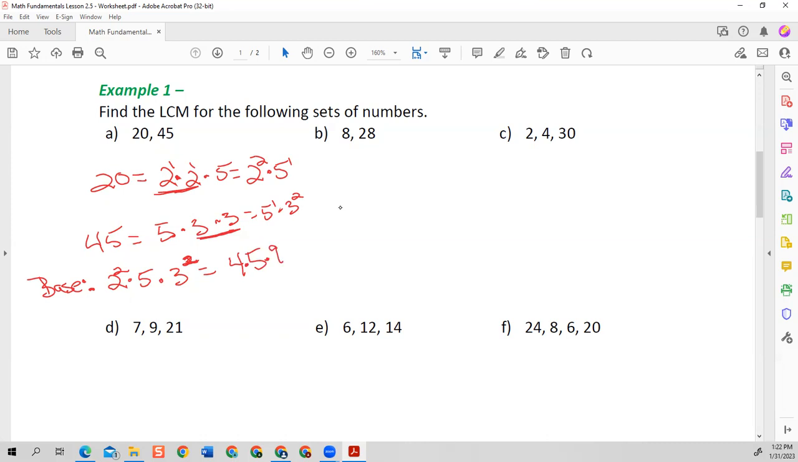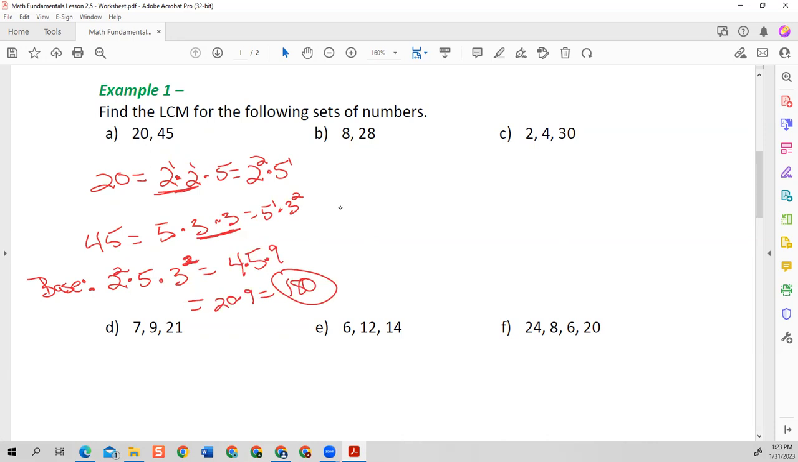So now I have 4 times 5, we know, is 20. And then 20 times 9 gives me 180. So the least common multiple, which means the smallest number that both 20 and 45 will go into, is 180. They don't go into it the same amount of times, but they both will go into it.